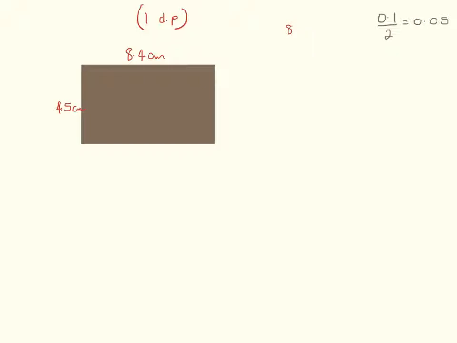Once we find half of it, we can now find our upper and lower bound. So here we go. 8.4 there, and we add 0.05 to it, so we get 8.45 for our upper bound, and we take away 0.05 from it, so we get 8.35 for our lower bound there. Do the same thing for 4.5. For our upper bound, we add 0.05, so we get 4.55, and for our lower bound we get 4.45 there. Now we've got our upper and lower bound for both the length and width, to 1 decimal place as was asked in the question. We can now go ahead and find the maximum area and the minimum area.